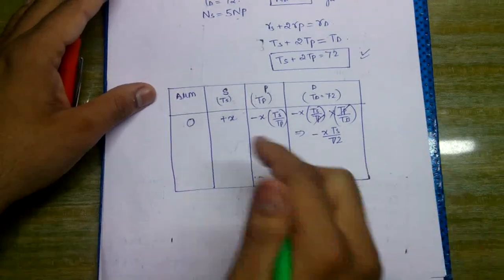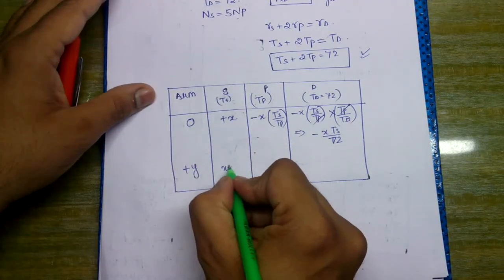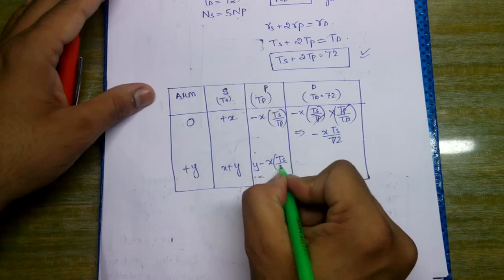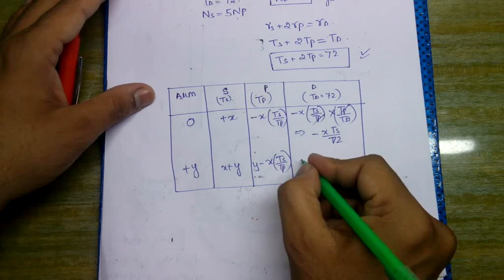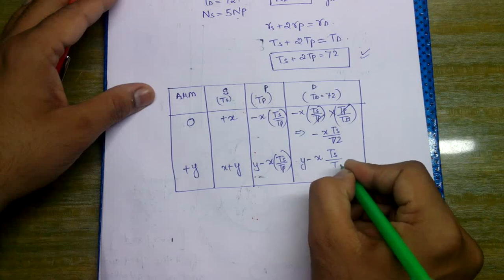So TP gets cancelled out, giving minus X into TS upon 72, because TD has been given as 72. Now we will add Y to all the columns. So this becomes X plus Y, Y minus X into TS upon TP, and Y minus X into TS upon 72.